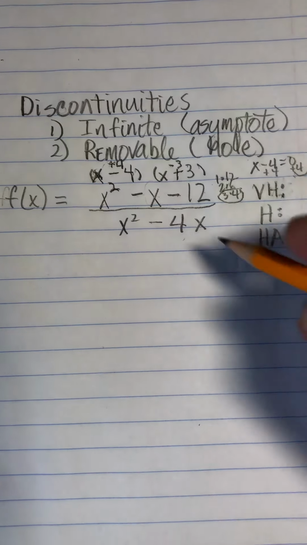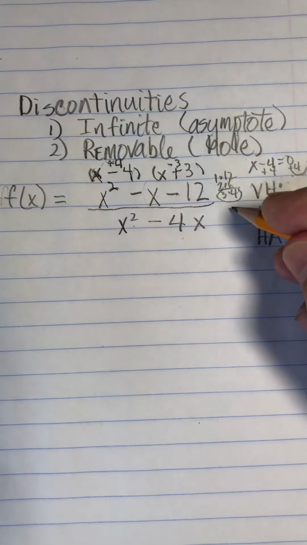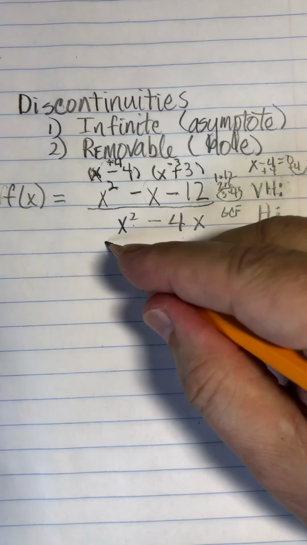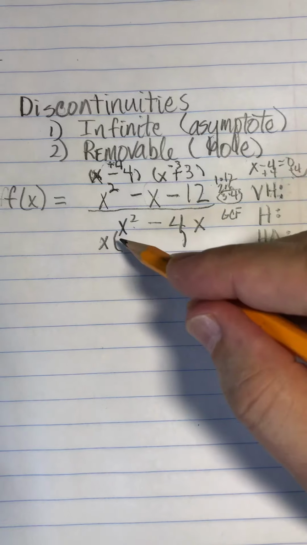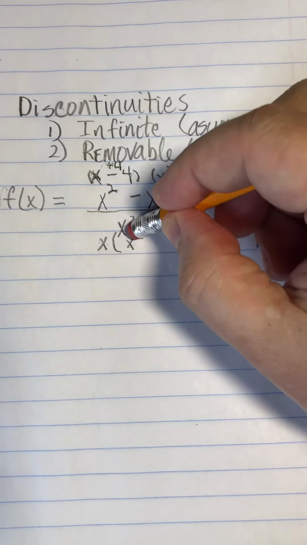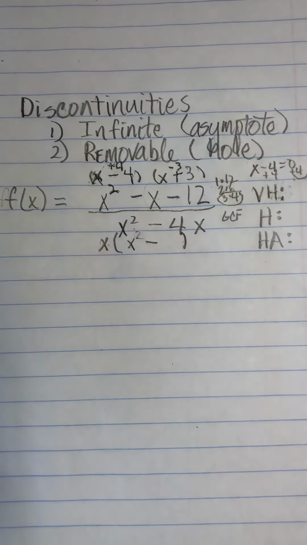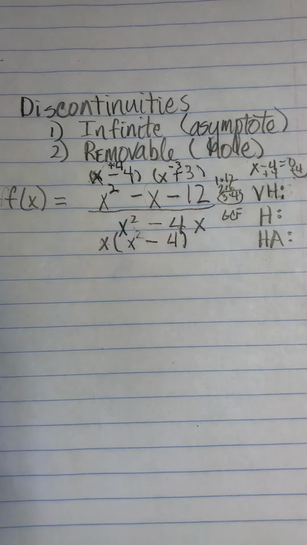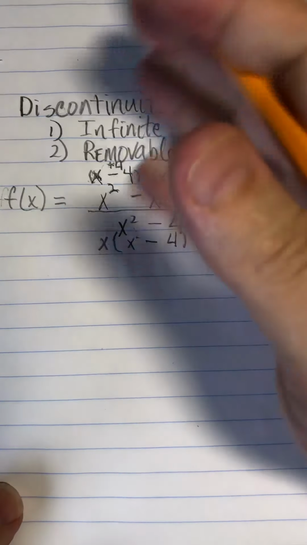Now I go to the bottom, and I see I've got x squared and x. I've got a greatest common factor, so I want to factor that out, and my greatest common factor is going to be x. Okay, so I put my parentheses. x times x gives me x squared. Whoops, it's going to be a single x. And I bring down my minus. That doesn't change. x times 4 gives me 4x. Okay, so now on the bottom, I've got x times x minus 4.